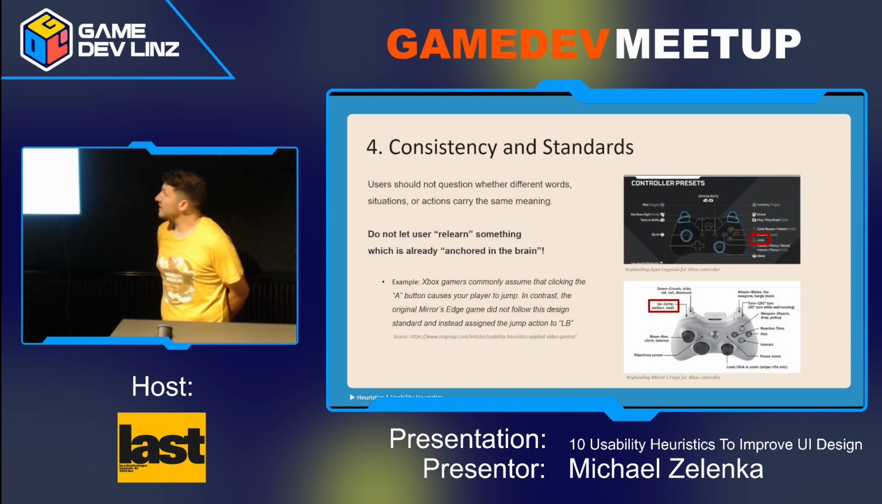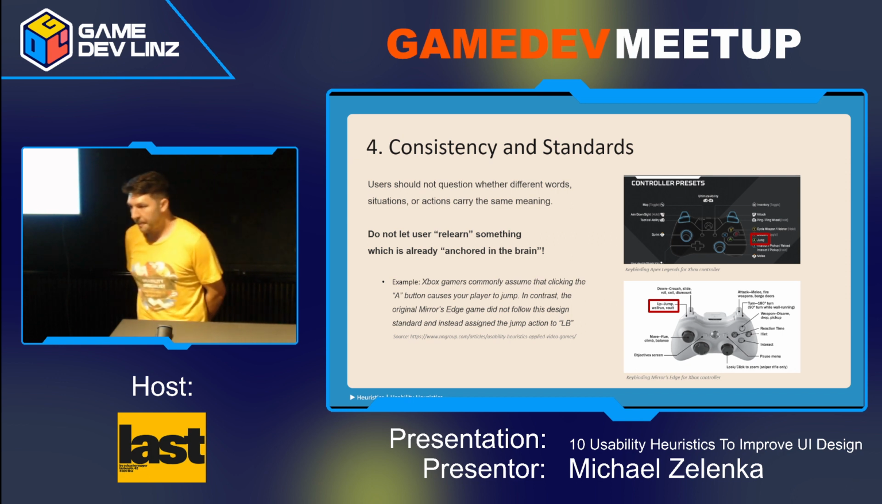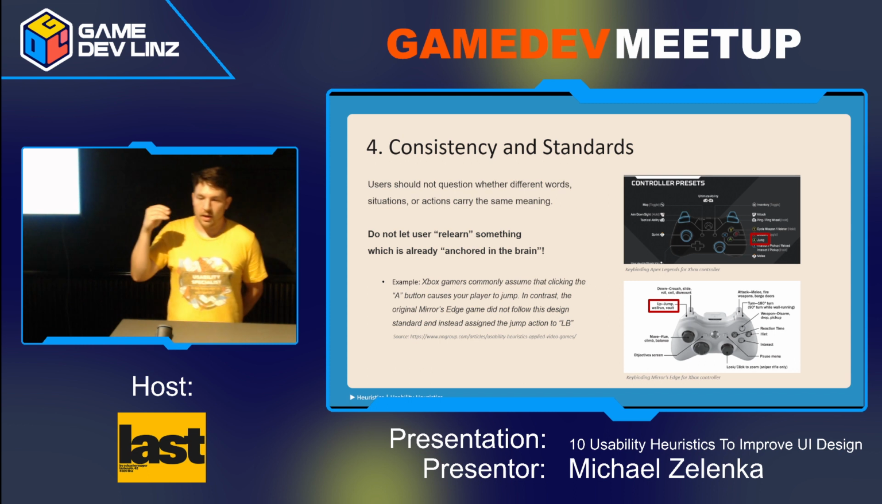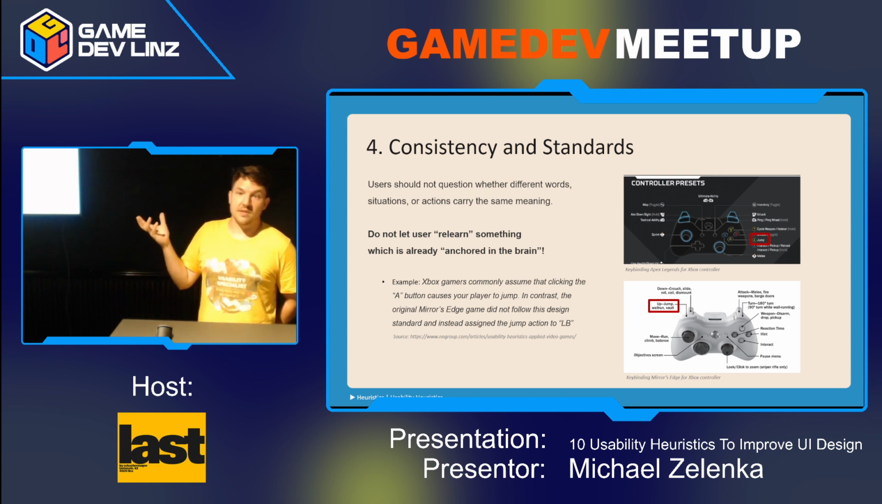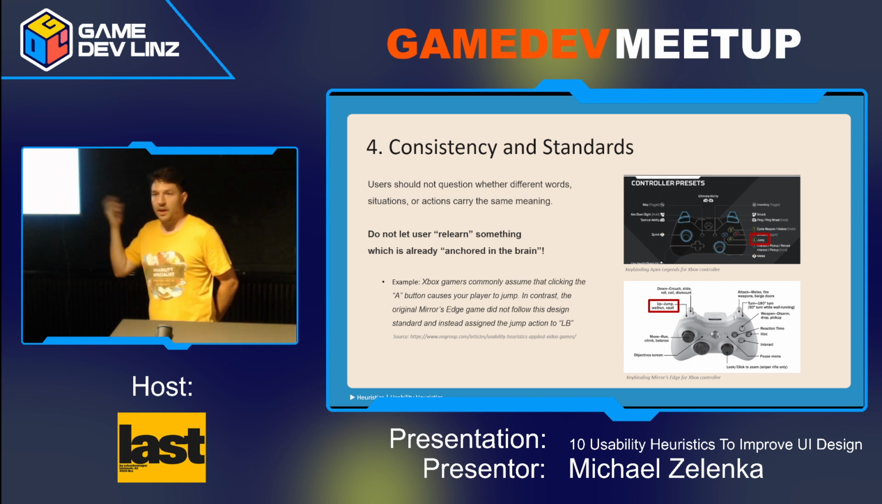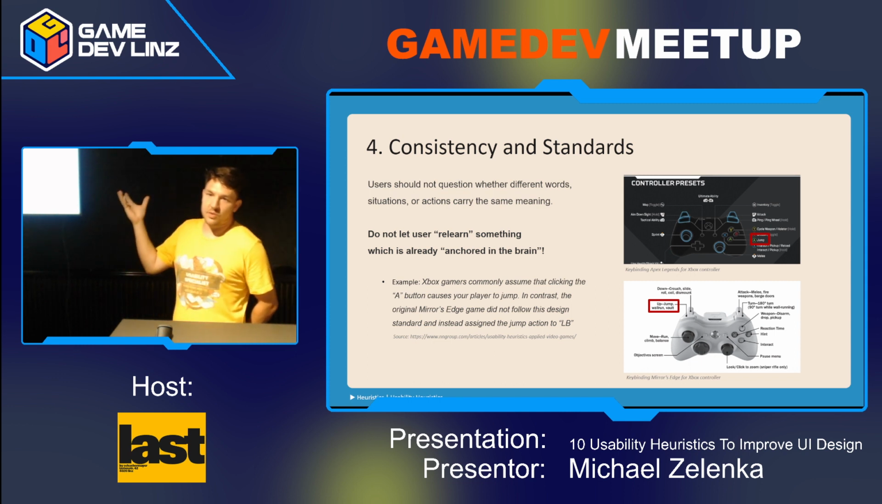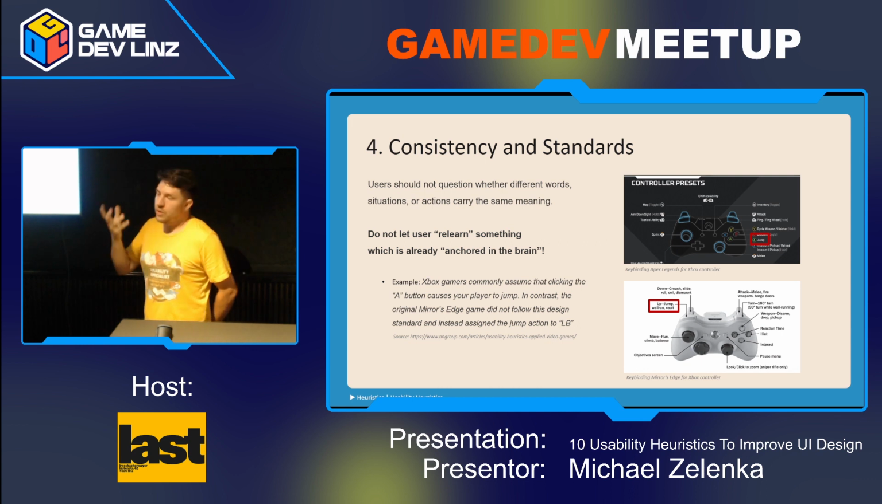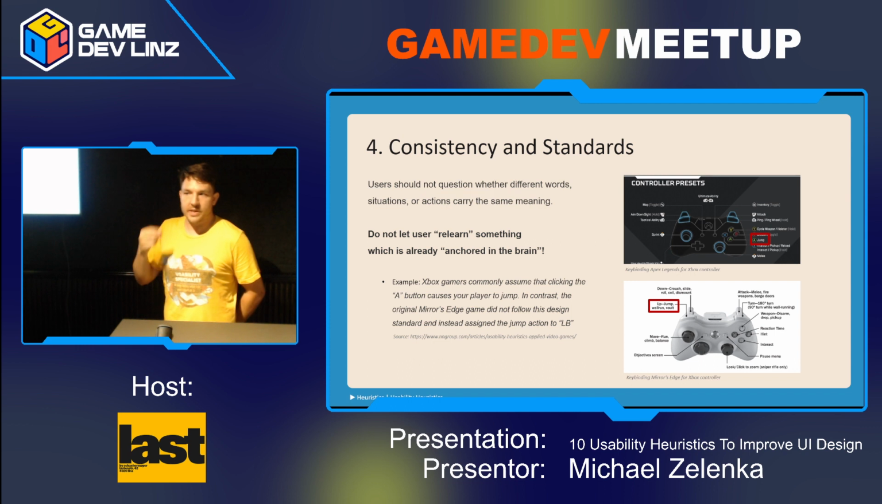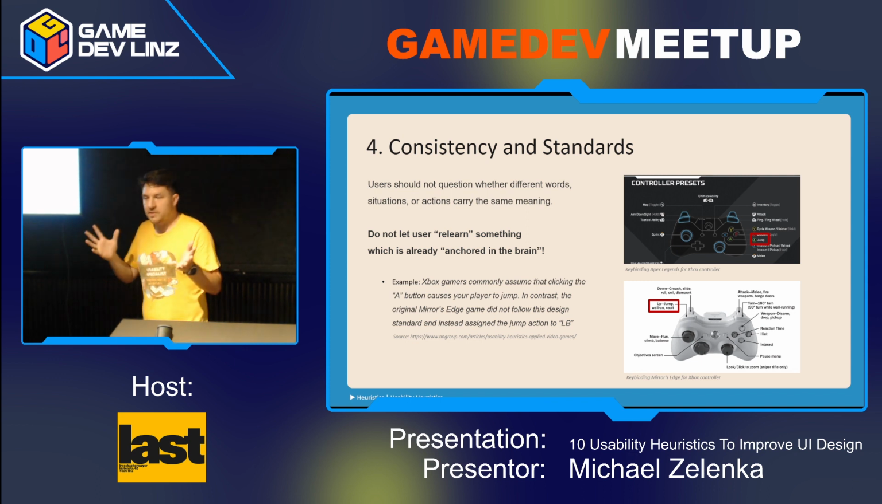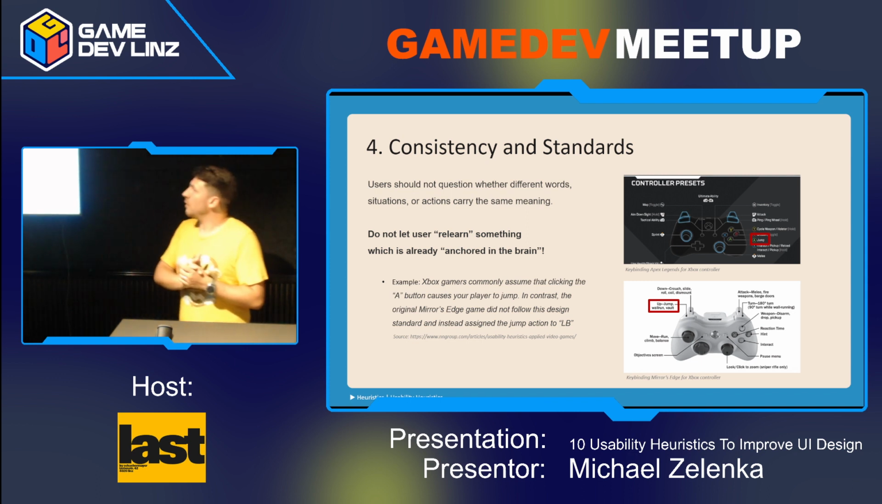Number 4, consistency and standards. Some of those heuristics are maybe kind of obvious, but there are still a lot of games published on Steam and other platforms which violate those heuristics, and it's easy for you to go through your game with these heuristics on your own and check if some elements of your game violate one of them.